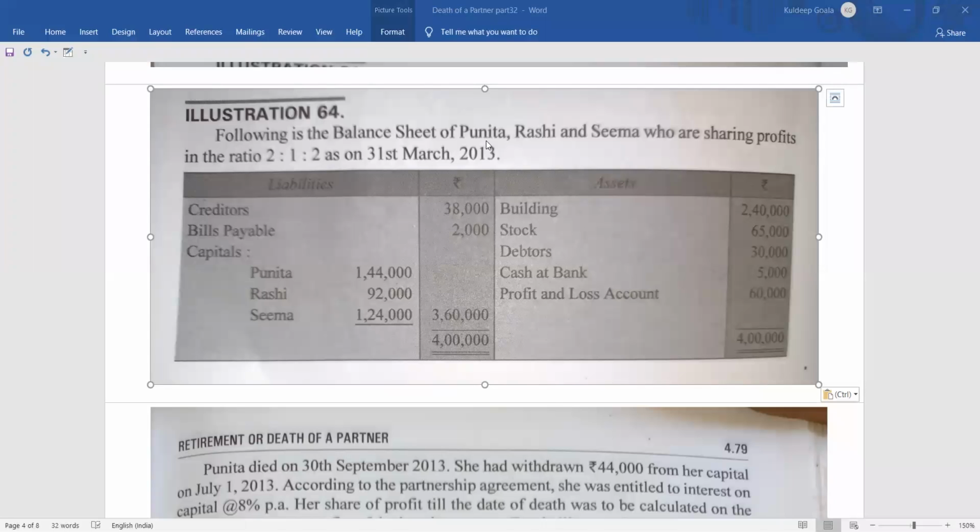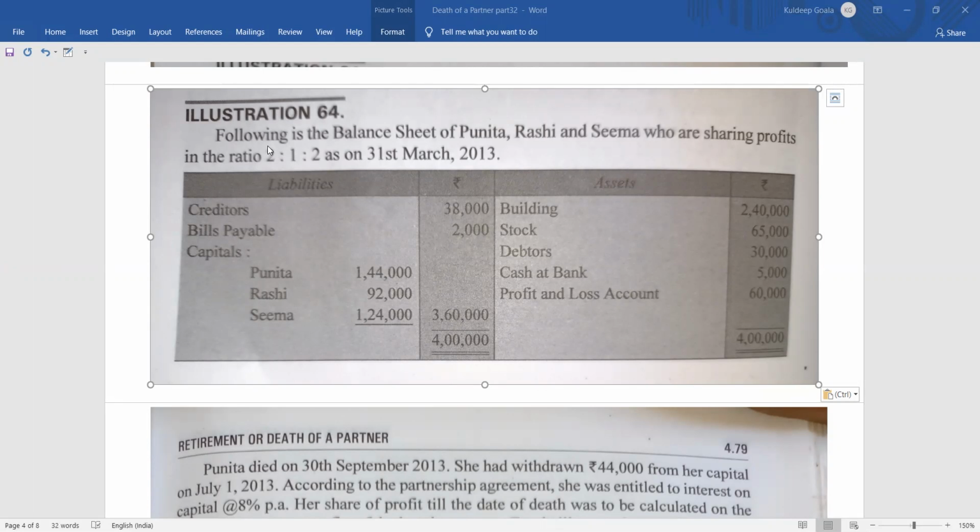In death of a partner, as we have already seen, the amount of money was to be finally given to the executor, right? So that is what we are learning. We will take one more sum today.